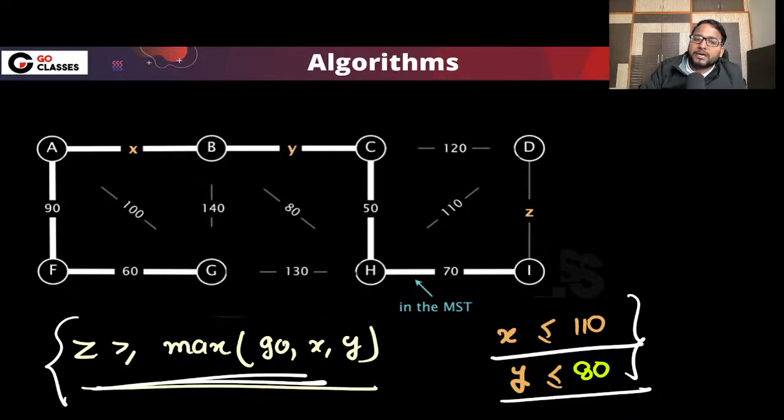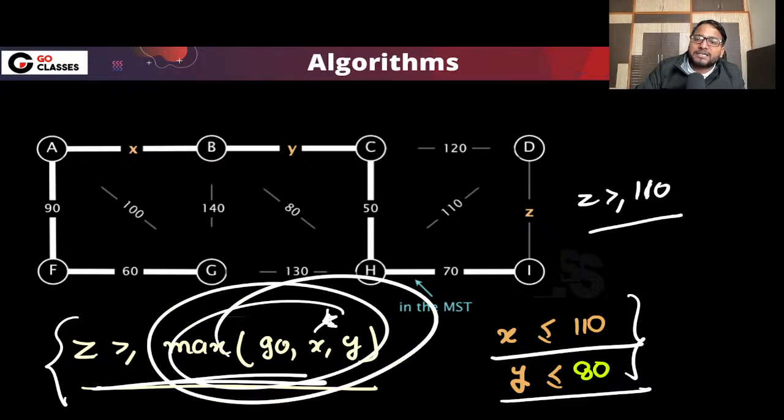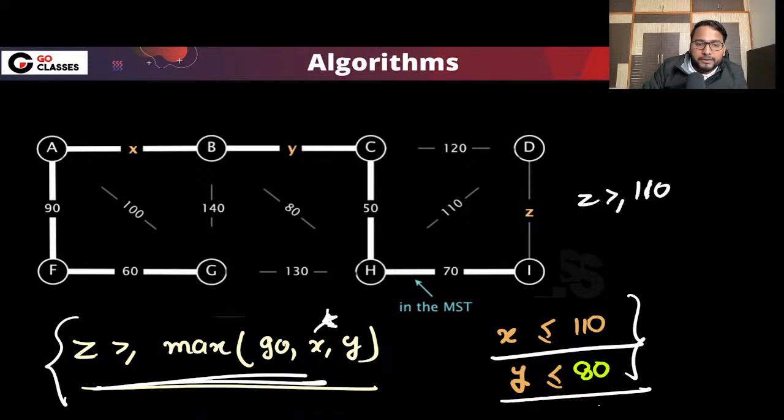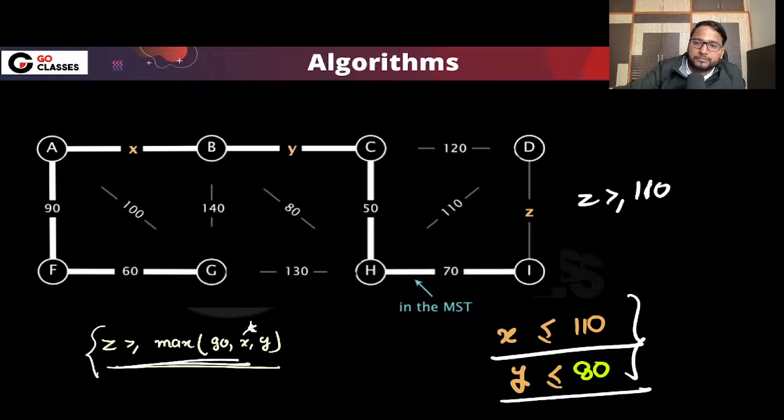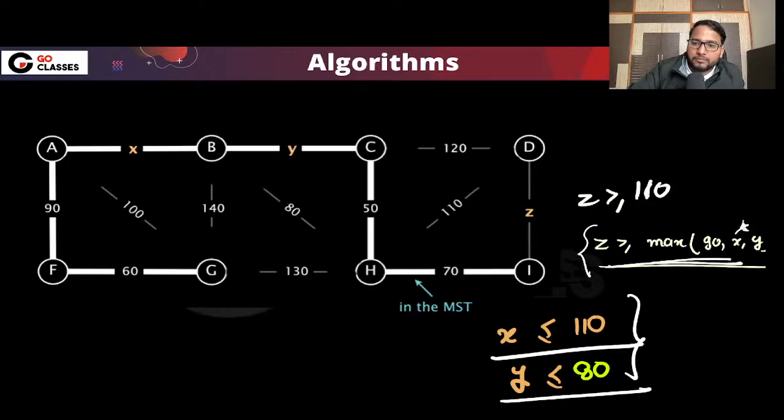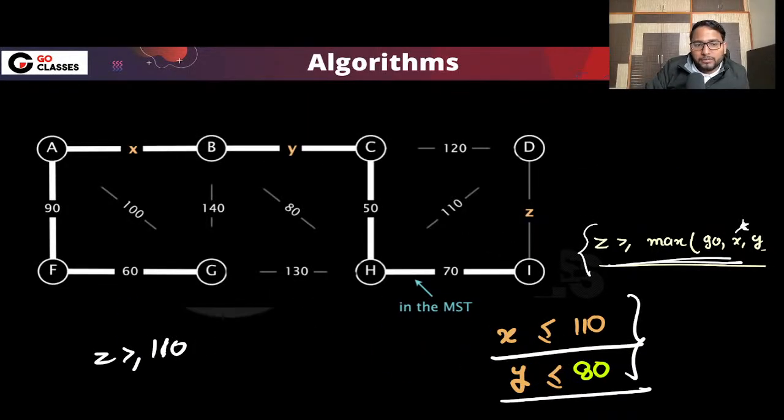So it means x can take 110. So what is the maximum value of x? It is 110. So z is greater than or equal to 110, right? Because the maximum of this can go even to 110. So z is greater than or equal to 110, and we have got this, right? So finally, you can say these are the inequalities that we have got. z is greater than or equal to 110, x is less than or equal to 110, and so on.